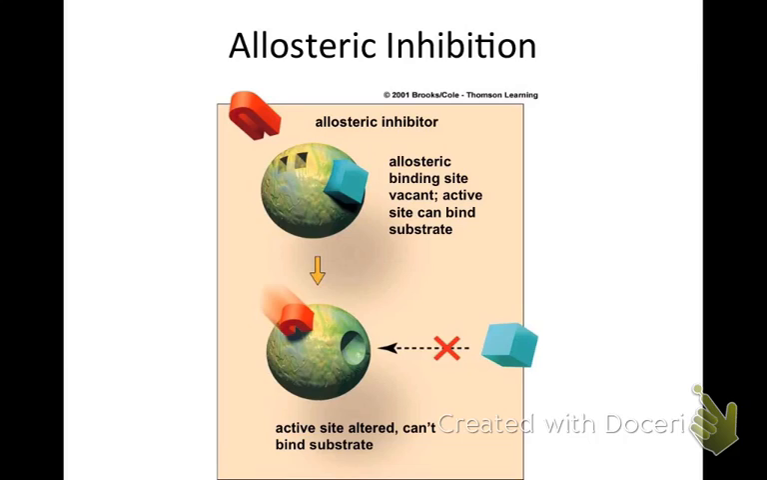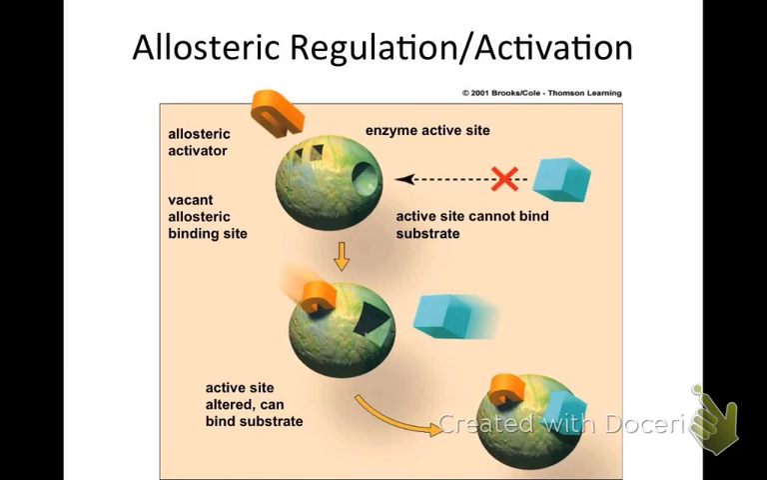So here again is allosteric inhibition. You can see that when the inhibitor is off the enzyme, it is able to interact with its substrate, but allosteric enzymes are not always inhibited enzymes. Sometimes they are actually activated or regulated by something that is binding away from the active site. So that term allosteric, we're just talking about binding away from the active site. So here, unless the activator is present, the substrate cannot bind. So with the activator, then you have an active enzyme.